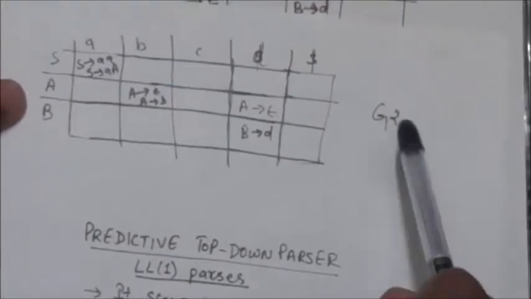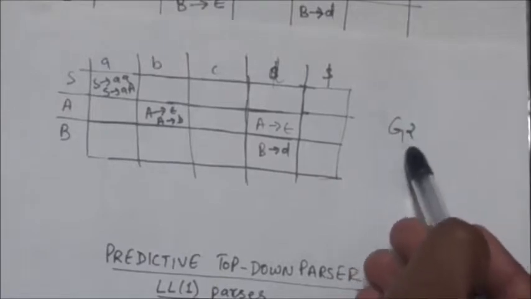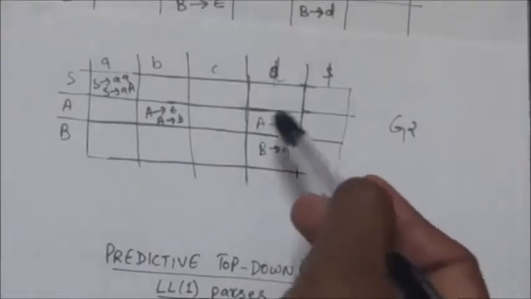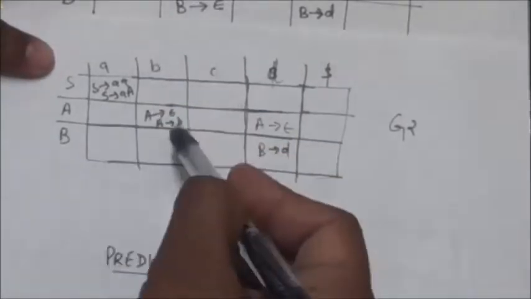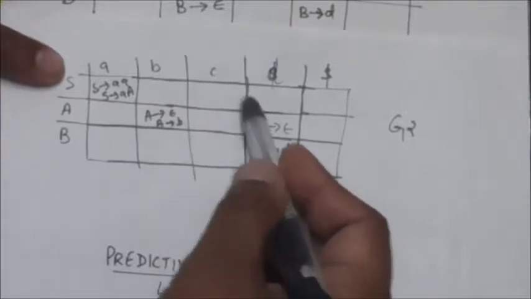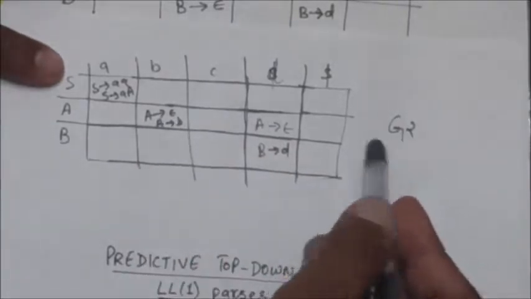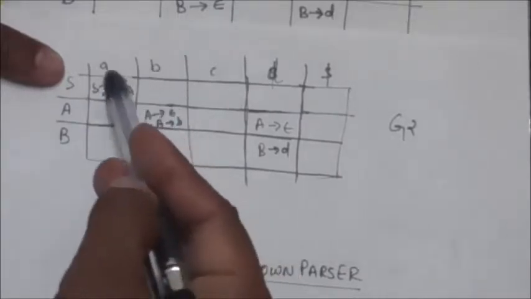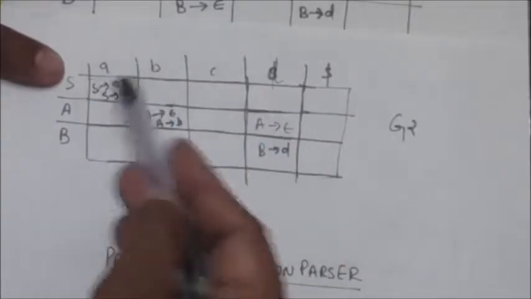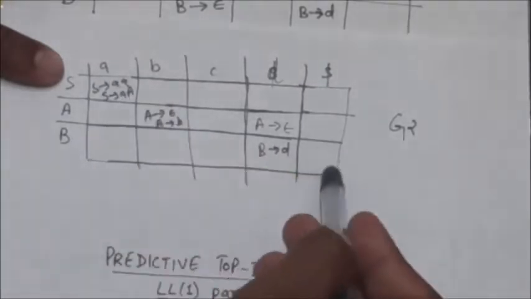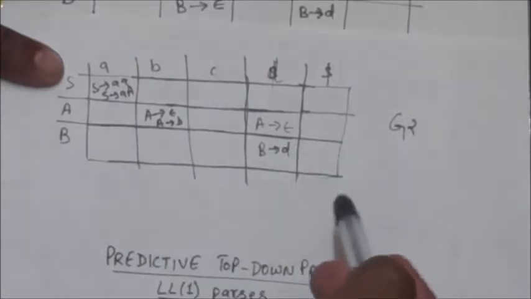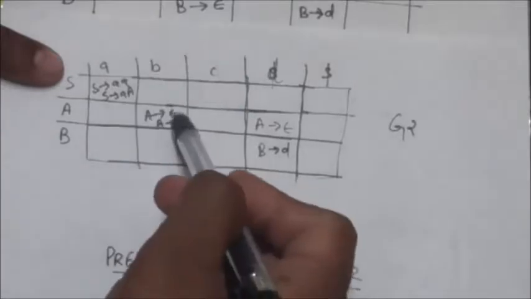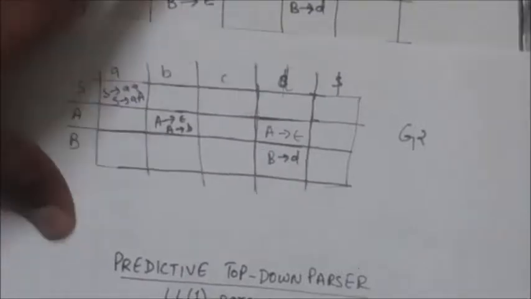Now consider a grammar G2. For this grammar G2 we have constructed a parsing table for a predictive top-down parser. Now you can see here that this table contains multiple entries. Since the parsing table which we have constructed for this grammar G2 for the predictive top-down parser contains multiple entries, this grammar G2 is not an LL1 grammar.